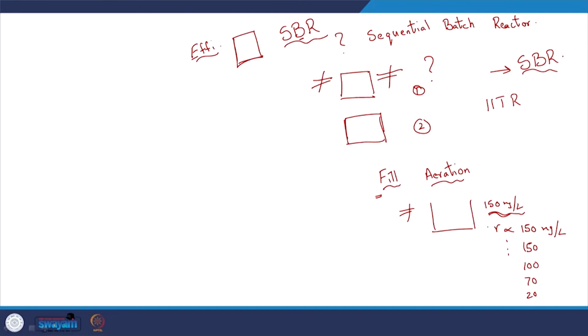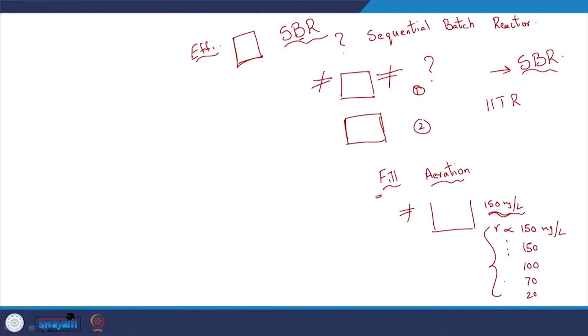So the rate will come down, but if we look at the average rate, it's certainly going to be much better than a completely mixed system, which will always try to maintain a much lower concentration inside the system. Again, that's one aspect to keep in mind.